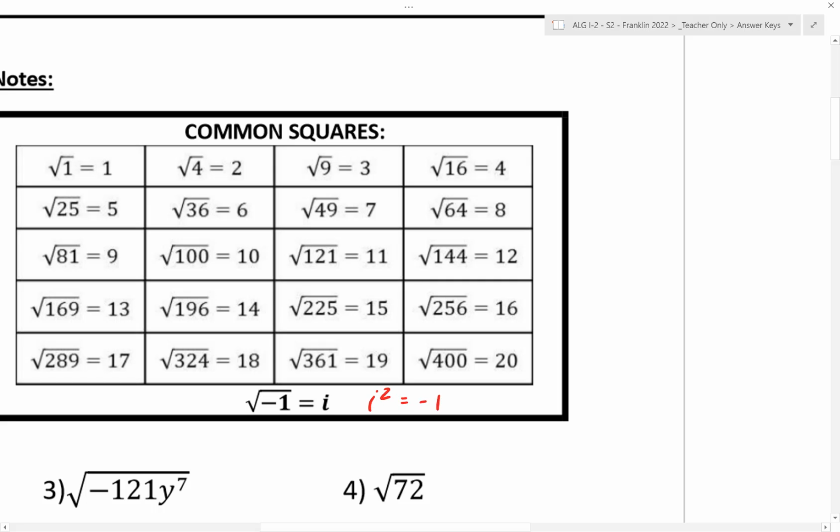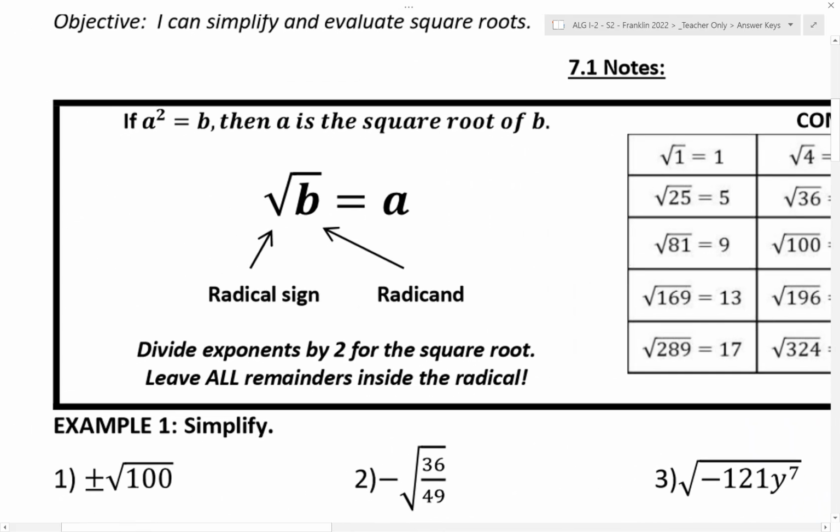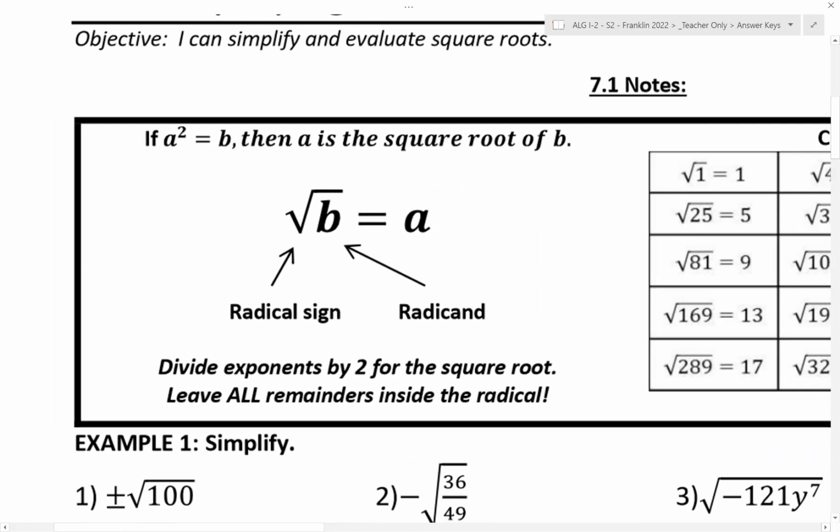Regardless, you can use this table to reference as you work through, or just use a calculator and it can help you out as well. In essence, though, we have the basics of a square root. If a squared equals b, then a is the square root of b. And just some vocab here. The radical sign, this is what the square root sign is. It's called the radical. And whatever's inside is known as the radicand.